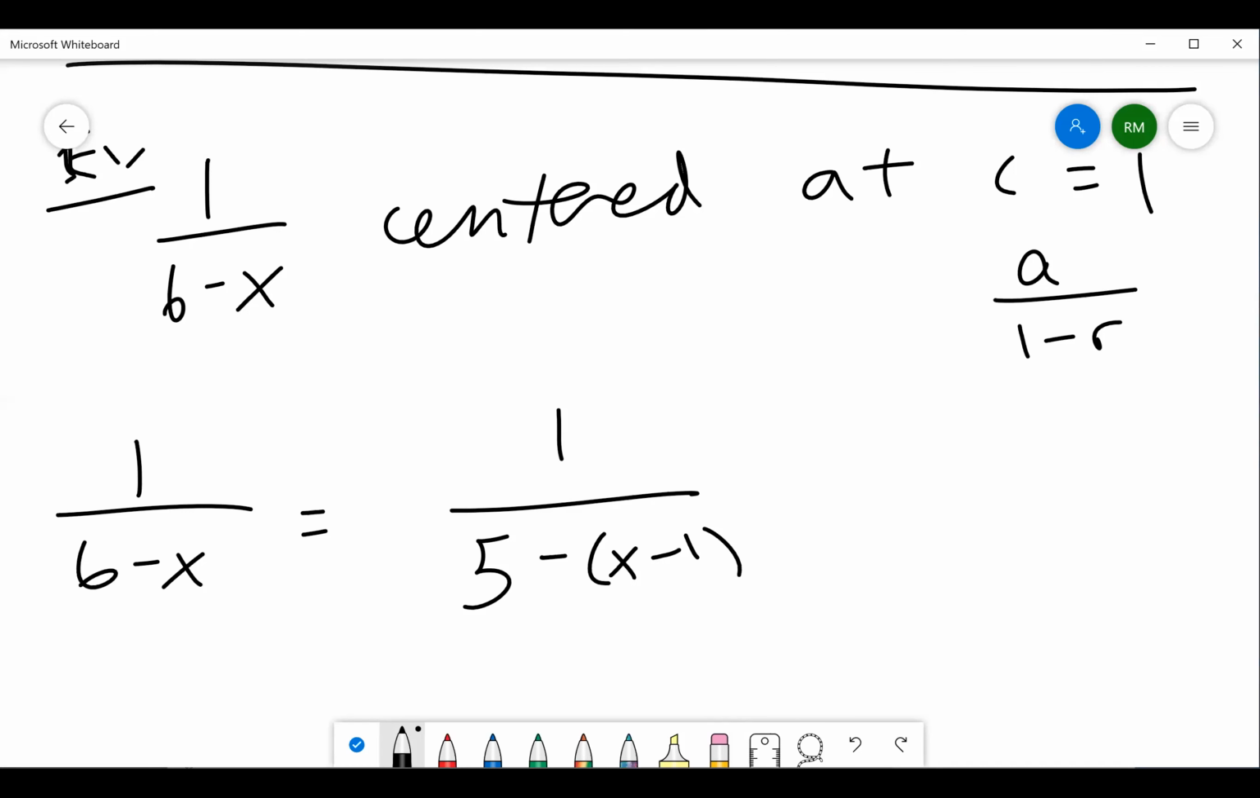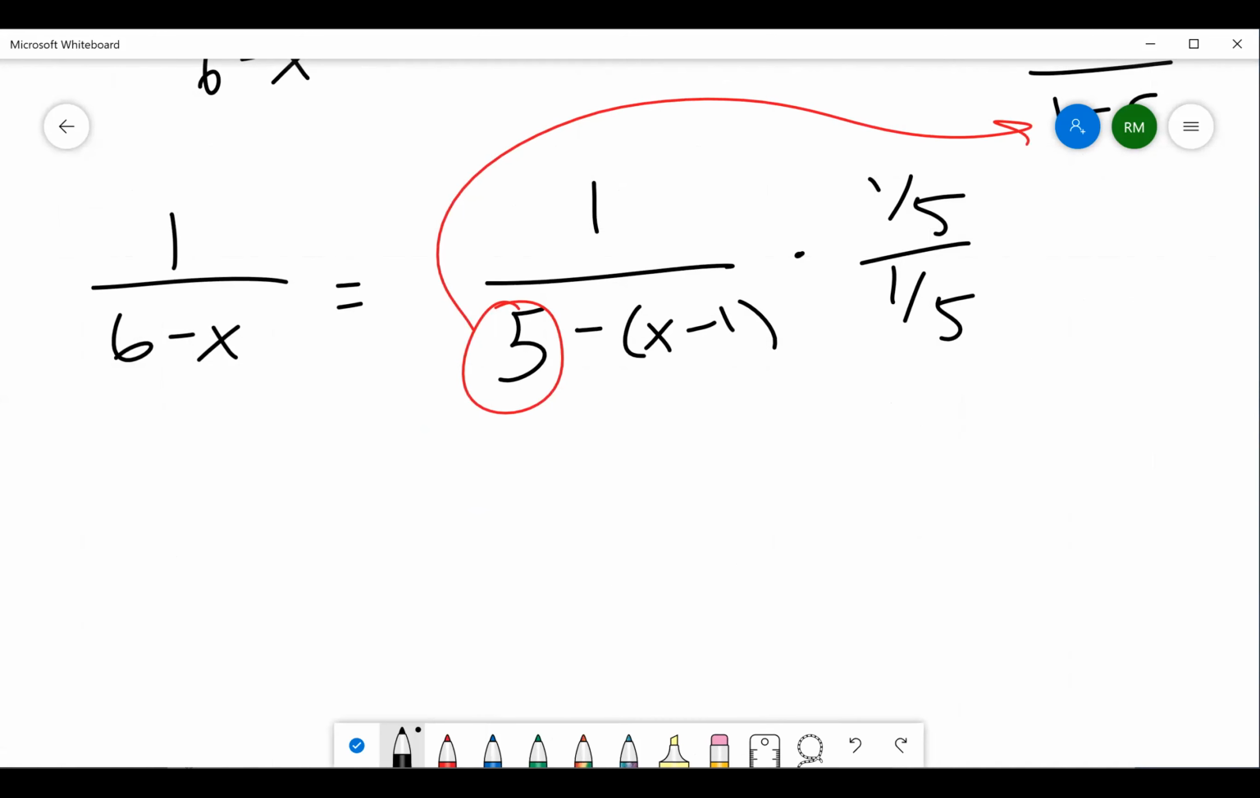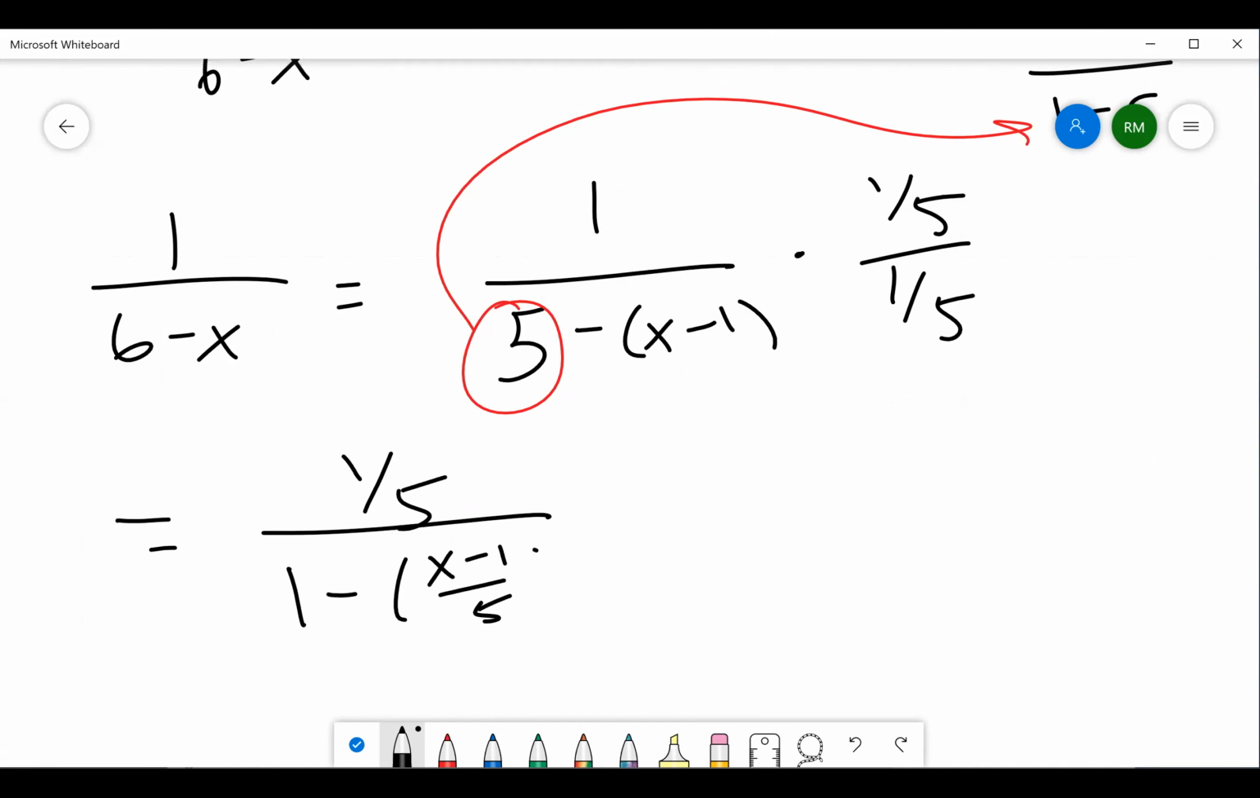All right. So now what happens is, right now, this is a 5, but it really needs to be a 1. So how can I get that? Well, I can multiply the numerator and denominator by 1/5. And then this becomes (1/5) over 1 minus (x minus 1)/5. And so I see here a is 1/5 and r is (x minus 1)/5.